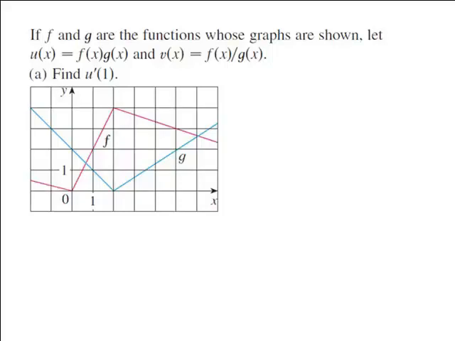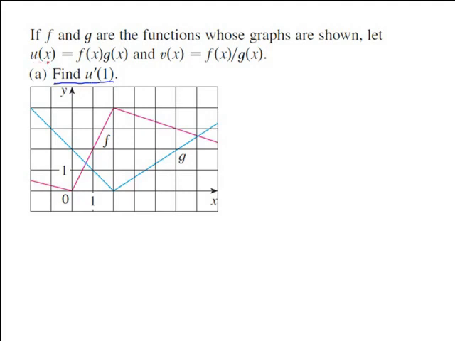If f and g are functions whose graphs are shown, let u of x be equal to f of x times g of x, and v of x be equal to f of x divided by g of x. And in this part of the question, we need to find u prime of 1. In order to evaluate u prime of 1, we'll first need an expression for u prime. That'll be the derivative of the function u of x.